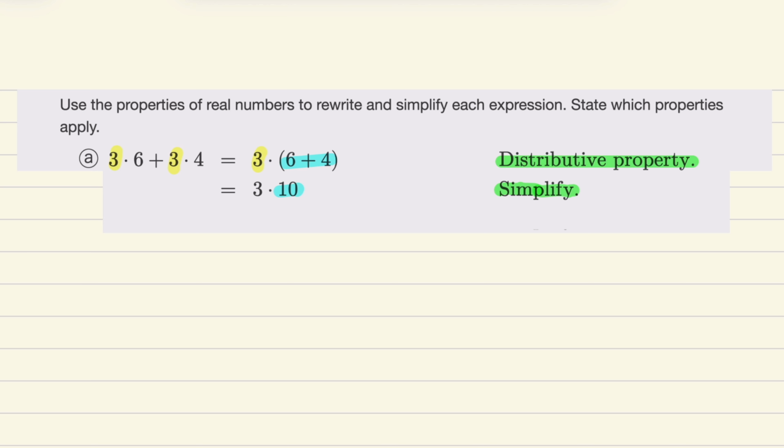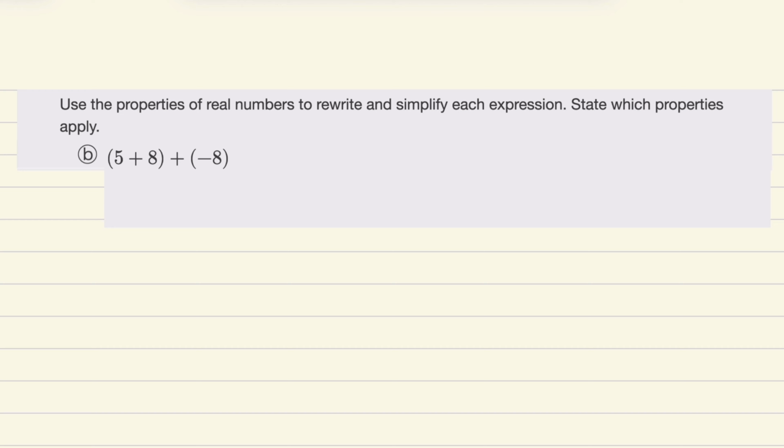And again, this was just by simplifying. Lastly, I have one more simplification that I can do, 3 times 10, which gives us 30. That too is just simplification. So here we have simplified as much as possible.